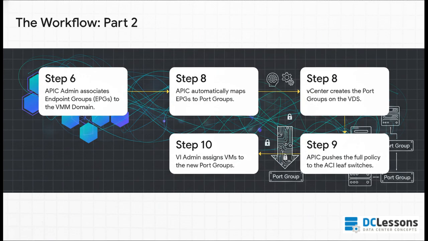So for the second half, we're all about policy. The ACI admin takes their application network policies, which ACI calls endpoint groups, or EPGs for short, and just links them to the VMM domain. The APIC instantly translates that EPG into a VMware port group and tells vCenter, hey, go create this for me. The policy gets pushed down to the physical switches, and now the virtualization admin sees these new port groups pop up ready to go. Their final job? Just assign VMs to them.